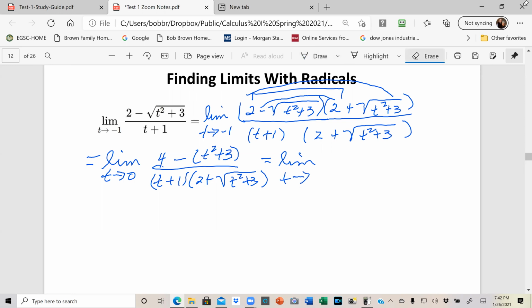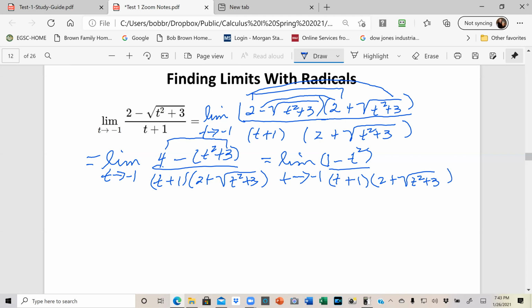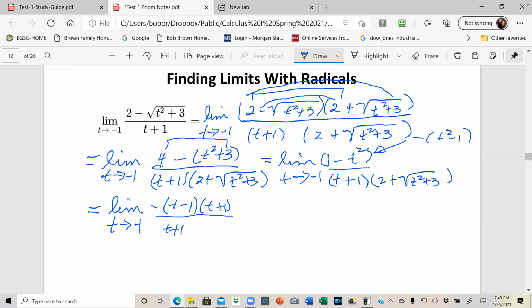That's going to give you, by the way, this is minus 1. Always check your work. 4 minus 3 is 1, so that's 1 minus t squared divided by t plus 1 times 2 plus the square root of t squared plus 3. And notice this looks like t squared minus 1, except it's a negative of it. So that's minus t squared minus 1. So let's factor that into t minus 1, t plus 1, divided by t plus 1 times the radical expression.